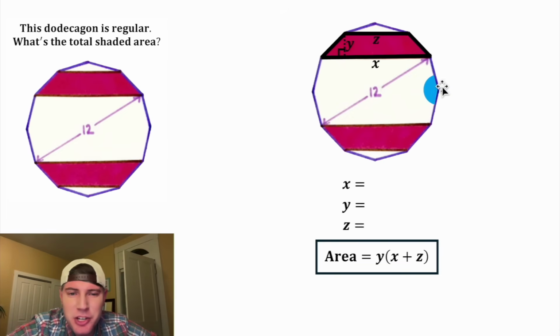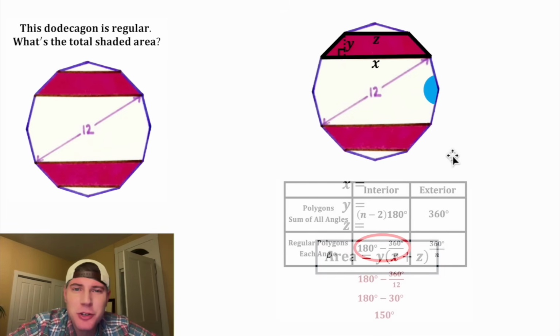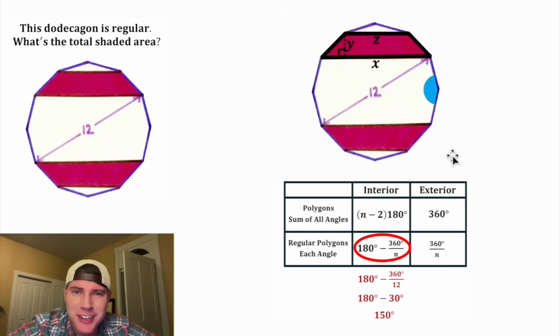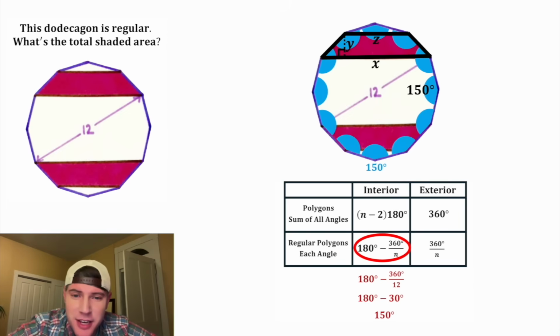Next, I want to find the measure of one of the interior angles of this regular dodecagon. And here's the notes for the interior angles of a regular polygon. Each angle is equal to 180 minus 360 divided by the number of sides. So in this case, it'll be 180 minus 360 divided by 12. 360 divided by 12 is equal to 30. So that means this is equal to 150 degrees. And that'll be true for all of these angles. They're all going to equal 150 degrees.